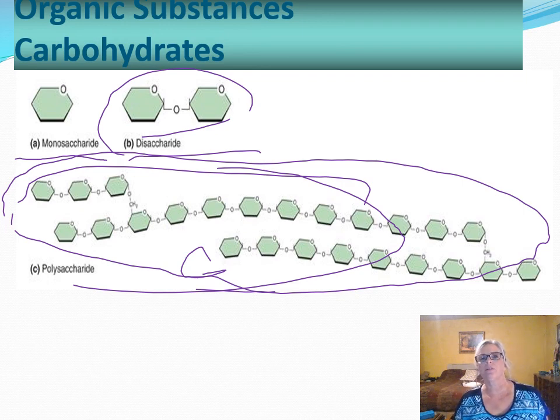Cellulose is interesting. It's a polysaccharide that is abundant in plants. The interesting point about that is humans cannot just digest cellulose, and so we call that dietary fiber.